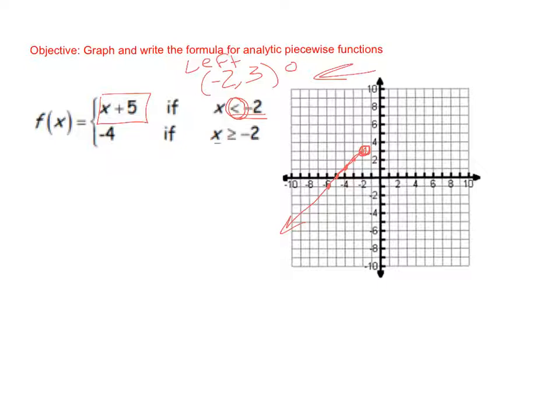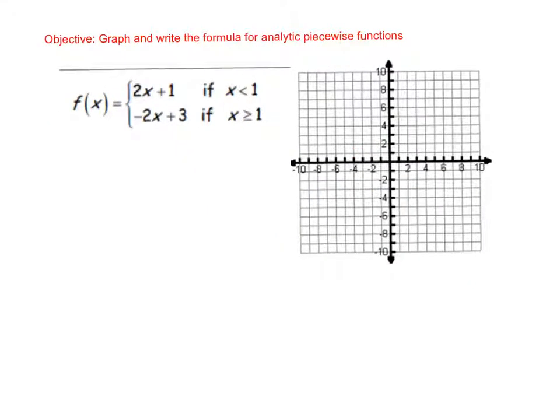Now I'm going to do the same thing with the -4. If you plug -2 into -4, it's just -4, right? It's a constant. This is an equal to, so it's a closed circle. And this is a greater than, so we're going to the right. So I'm going to go to -2, -4, and draw my closed circle. Now, what does the graph of just a plain -4 look like? It's a horizontal line. And that's it. That is our piecewise function.